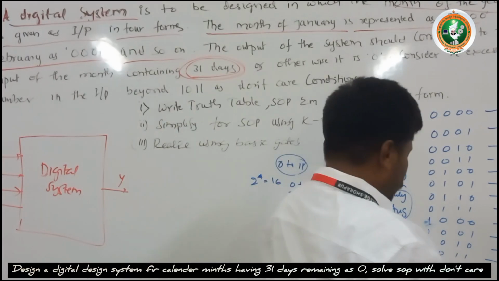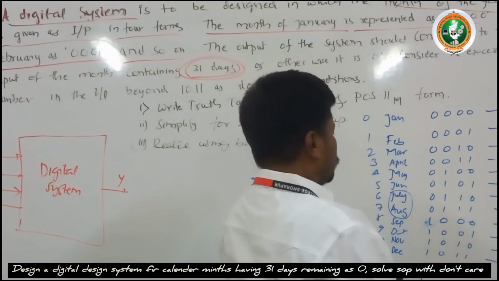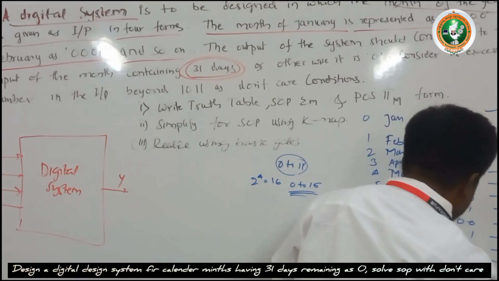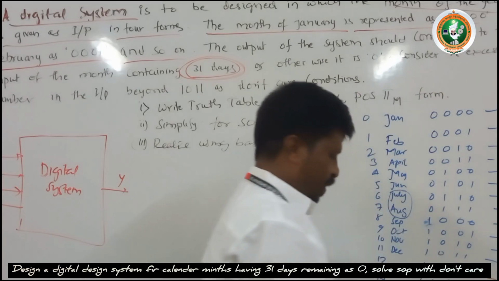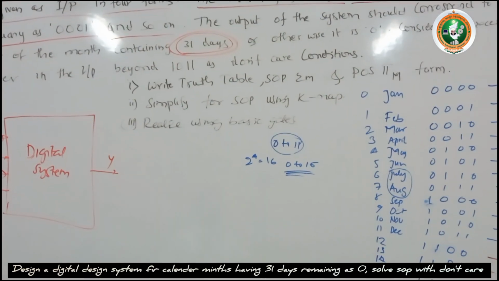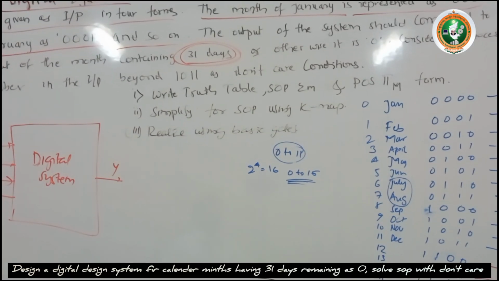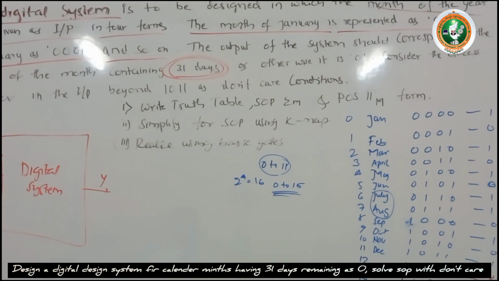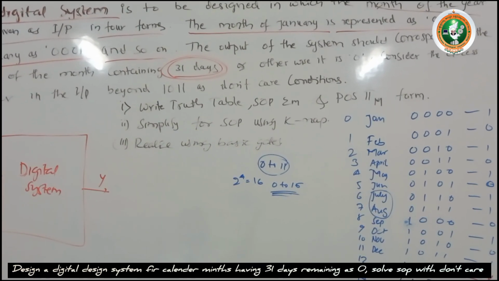The remaining are considered don't care cases. How to write don't care? Just write it as x for the remaining 11, 12 combinations. In my K-map I can go with the don't care conditions, because the remaining values are there: 12, 13, 14 and also 15 are to be considered as don't care.